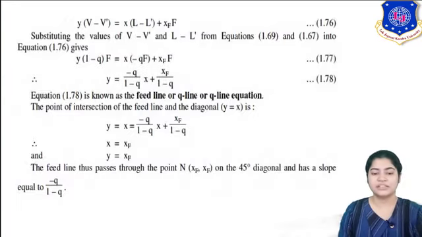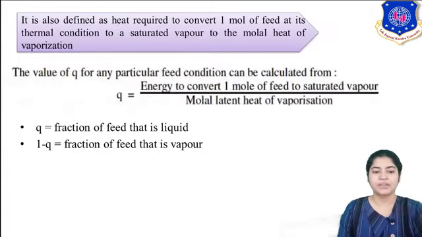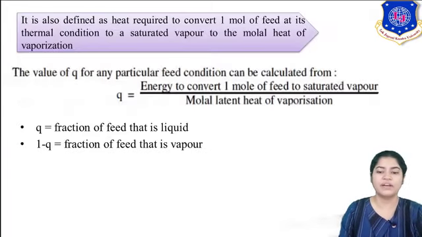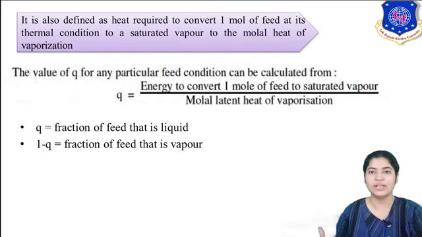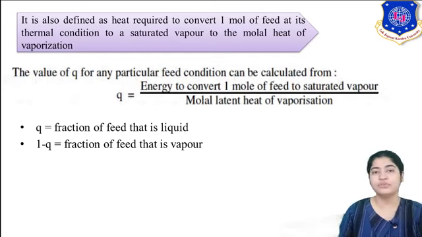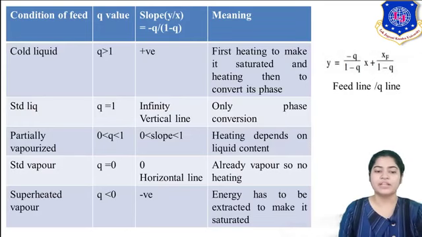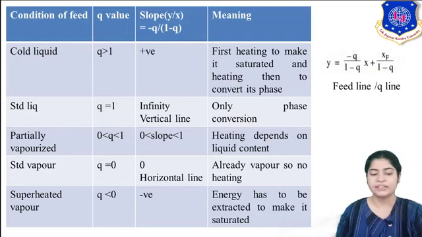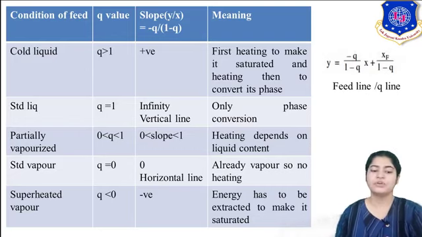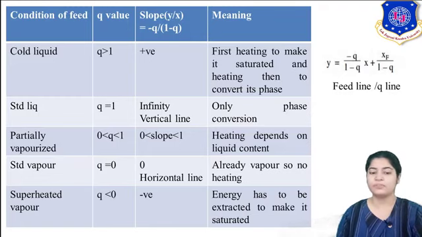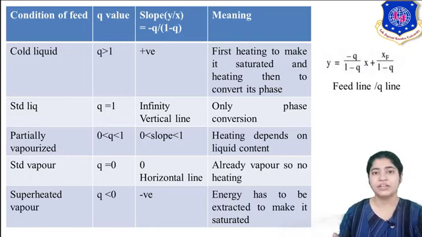See, we discussed from the q-line equation, okay, the q-line definition, that it is the energy to convert 1 mole of feed to saturated vapor upon the molar latent heat of vaporization. So what you have to do, you have to convert your feed to saturated vapor. Here you can see if your feed is already saturated vapor, it means now no heat has to be given. Hence q equal to 0. Now q equal to 0, it means your slope is what? It is 0, horizontal line, right? Whereas if your feed was saturated liquid, then your slope was what? Infinity. Infinity means on your x versus y graph, okay, you will get a vertical line.